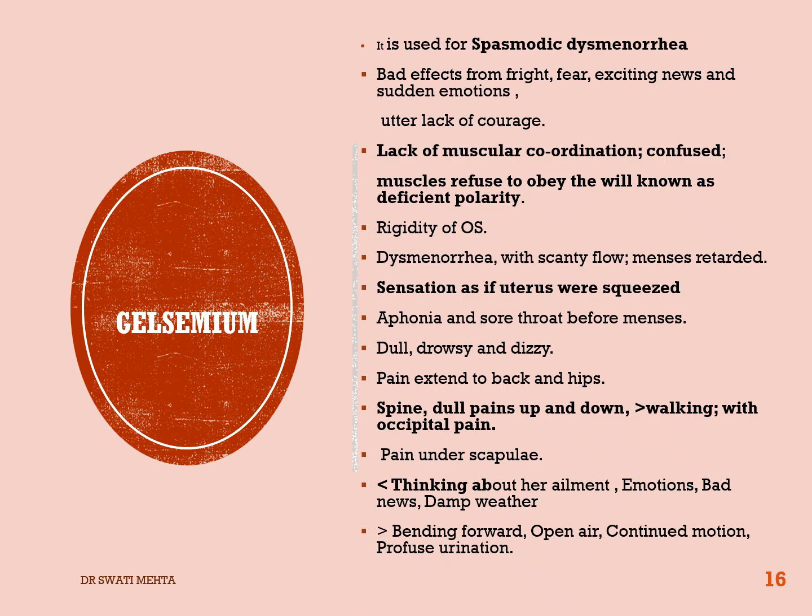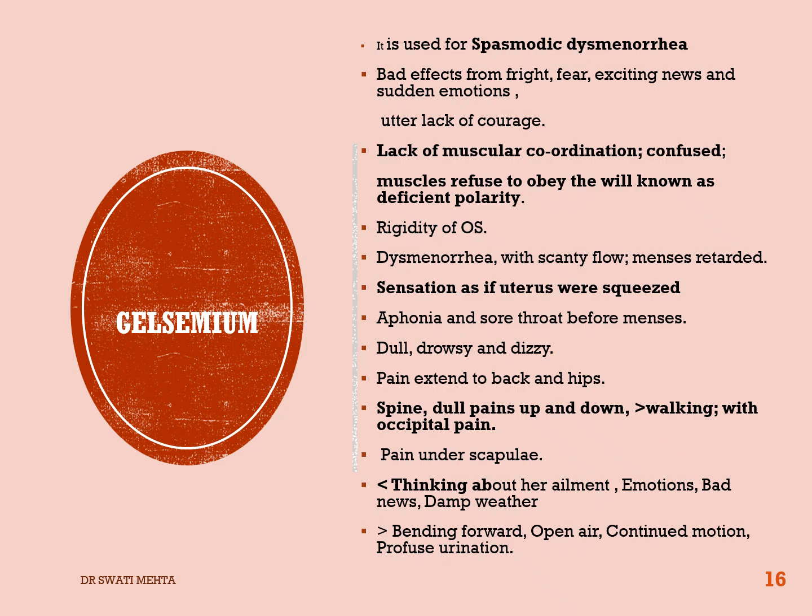The causative factor, if we consider, is lack of muscular coordination, that means between the upper uterine segment and lower uterine segment, the rhythm is disturbed. So because of the contraction and relaxation of upper and lower uterine segment being a rhythm, that causes pain. The menstrual flow is scanty and delayed. There is a sensation as if the uterus is tightly squeezed. So this is the common pain, you can say. In Gelsemium, patient says that my uterus is squeezed.